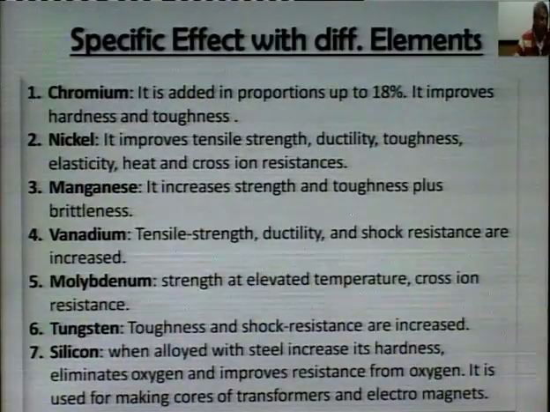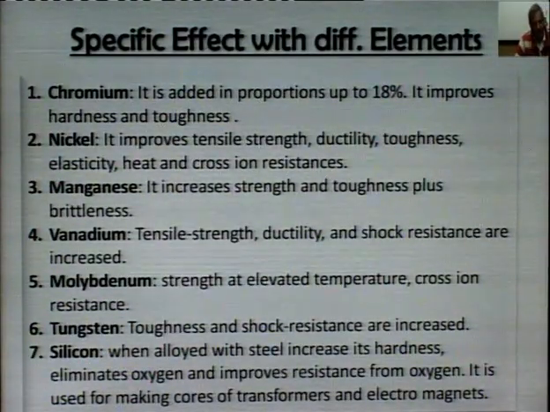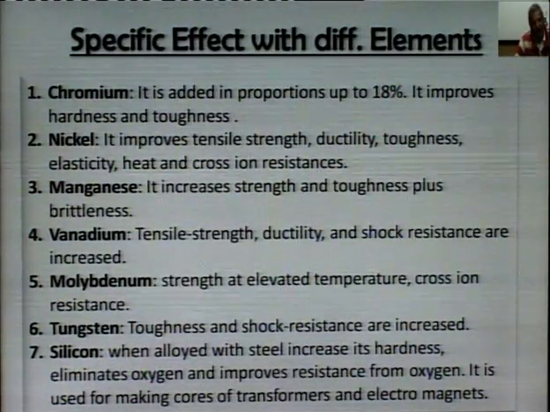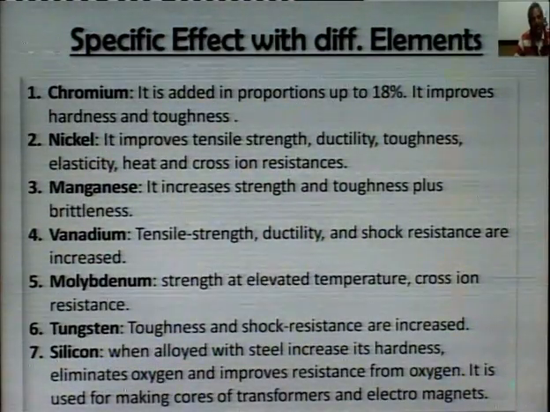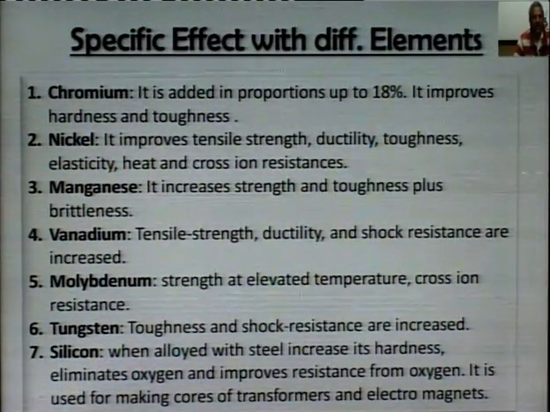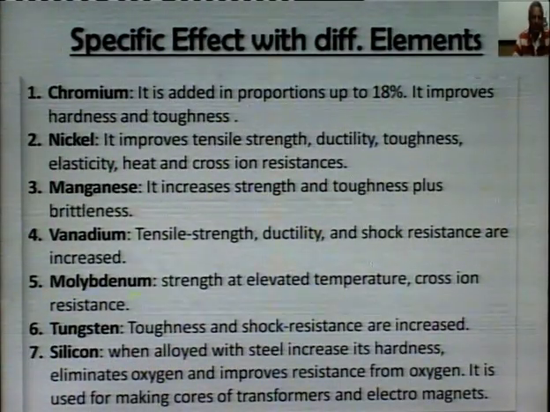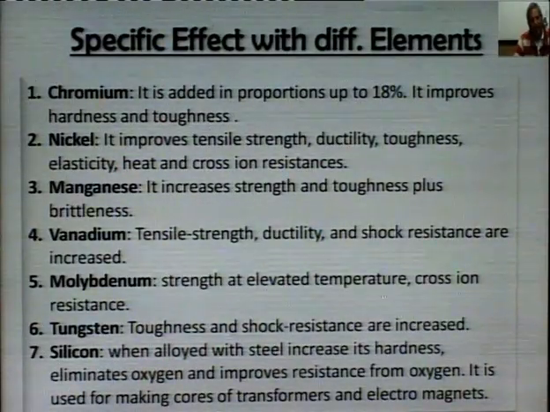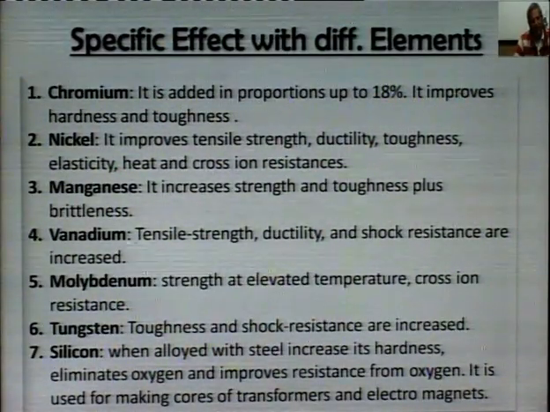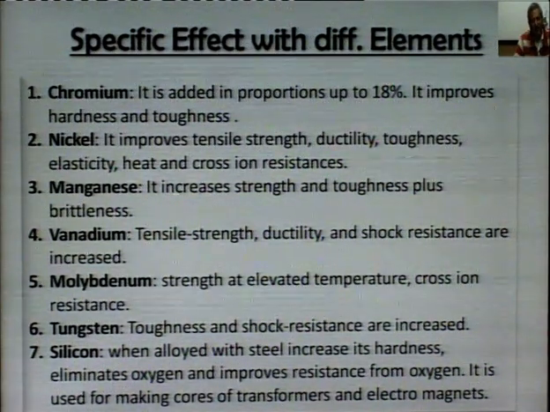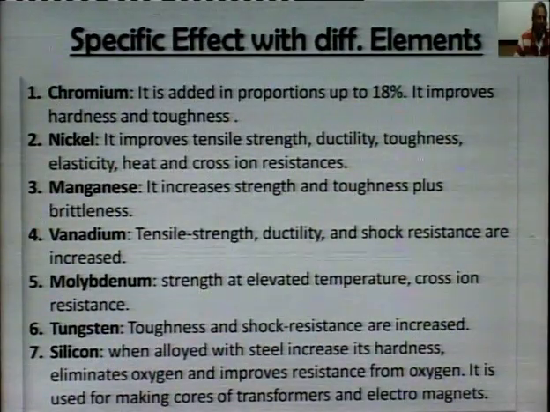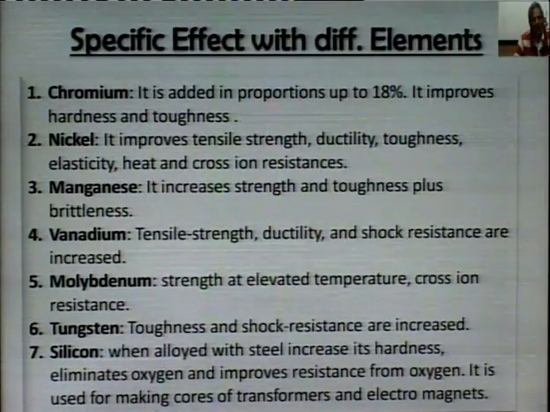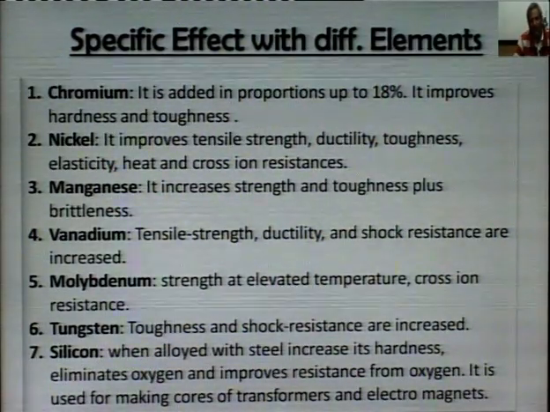So they are sometimes used as resistors. Manganese increases strength and toughness plus brittleness. Vanadium gives us tensile strength, ductility and shock resistance. When we are mixing vanadium with the iron and carbon, it increases the tensile strength, ductility and shock resistance.